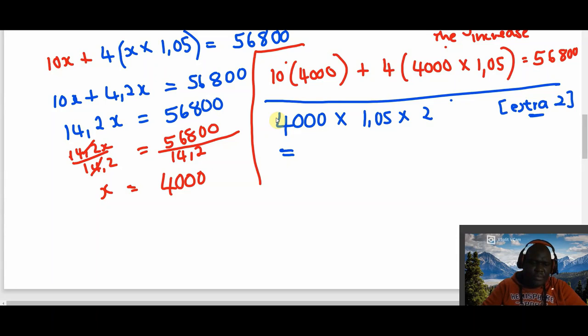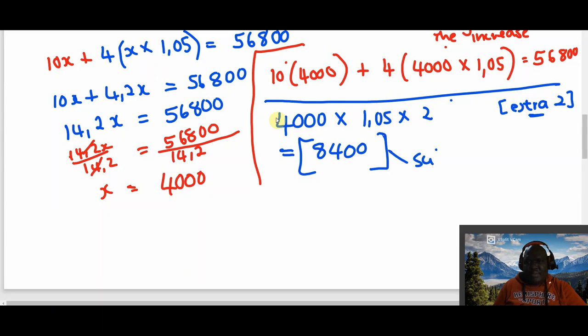So 4,000 multiplied by 1.05 multiplied by 2. Remember we are prepaid by 2 months. It's going to give me 8,400. So this is how much I'm supposed to deduct. This must be subtracted.